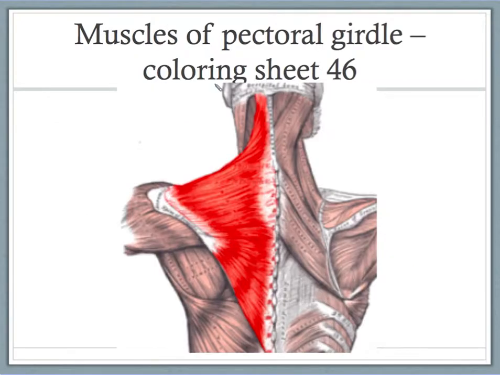So here's your trap muscle. It originates all the way from your occipital bone all the way down to your thoracic spine. When it pulls, if these fibers up here contract, you're going to pull upwards. If the fibers in the middle contract, you're going to pull it medially. If the fibers down here contract, you're going to pull it in the inferior direction. So that is your trap muscle, which pulls it pretty much all directions, except for laterally.